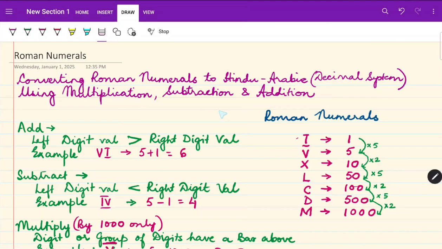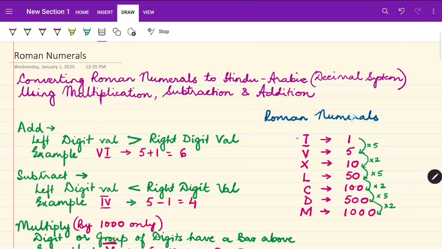Now, in a previous video, I have shown how to do the conversion that involves addition and subtraction, but this time we are going to work on an example where multiplication is also involved when we are doing a conversion, right? Now, the multiplication that the Roman system supported was a very rudimentary one, and it only supported multiplication by 1000, right? And we'll talk more on that.